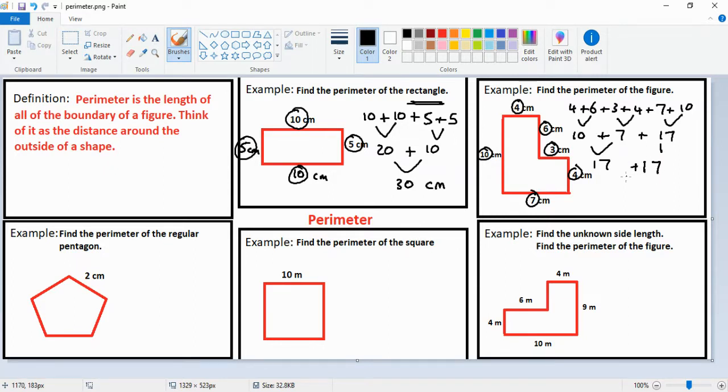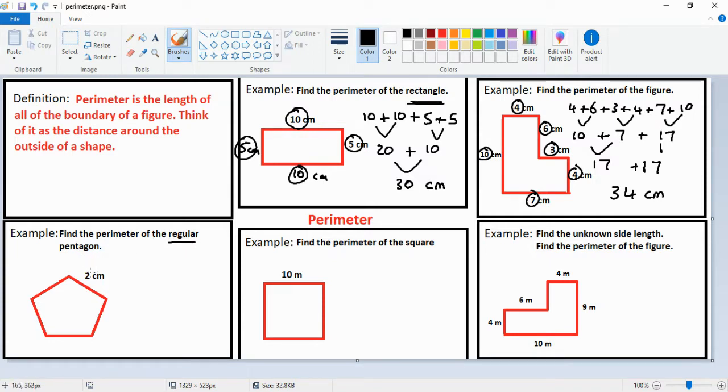If you're struggling to add like this, use your column addition or other strategies that you've practiced. 17 plus 17 is 34, and we're dealing with cm for centimeters. That is your perimeter. Down to another example, bottom left here, and find the perimeter of the regular pentagon.